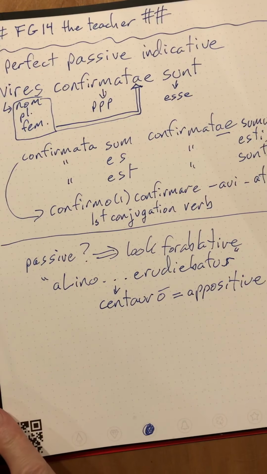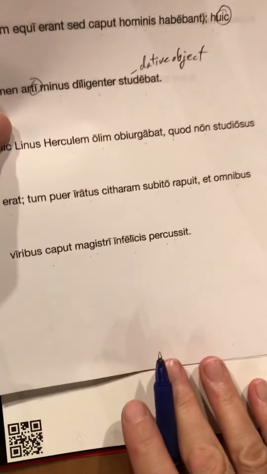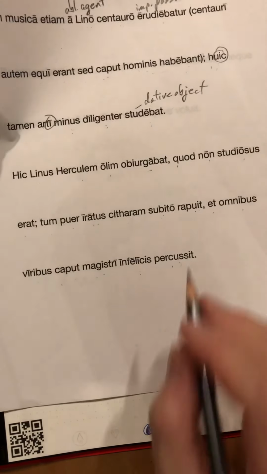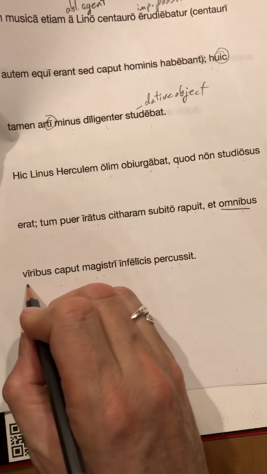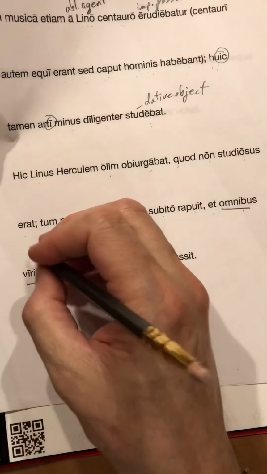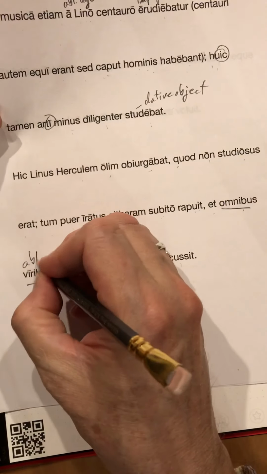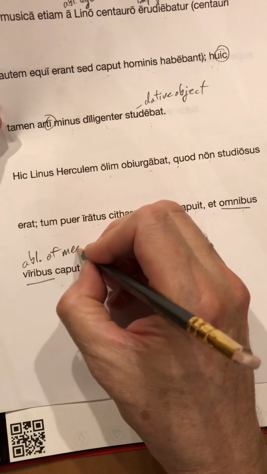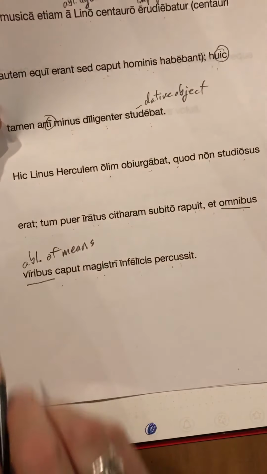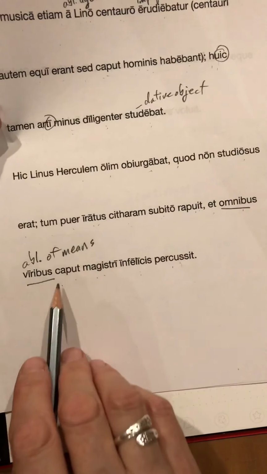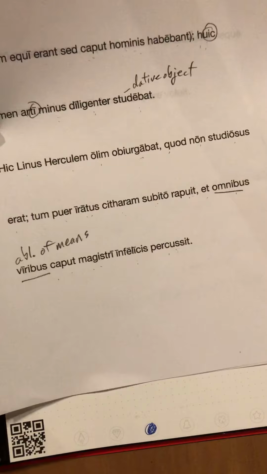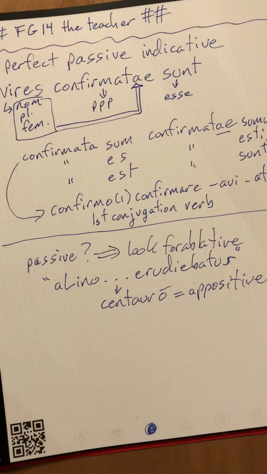I do want to go back to the viribus here. All right. Omnibus viribus. Another ablative. This one is ablative. Can you guess? Of means. With all his strength, he hit the head. Okay, that's the instrument or means by which he does it. So we're really working on these ablatives now.